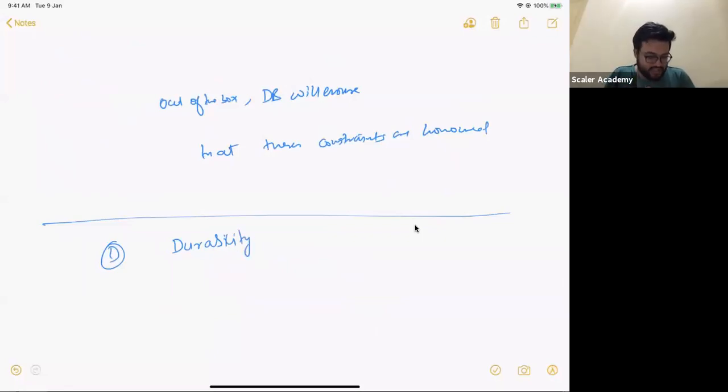Now, what is durability? Durability basically talks about the basic quality of any database, which is persistence. Vishal, you're absolutely right. Durability basically means that whatever data you write in a DB, whatever changes you make in a DB, would remain there unless and until somebody actually updates it. So whatever changes you make will remain there till the end of time.